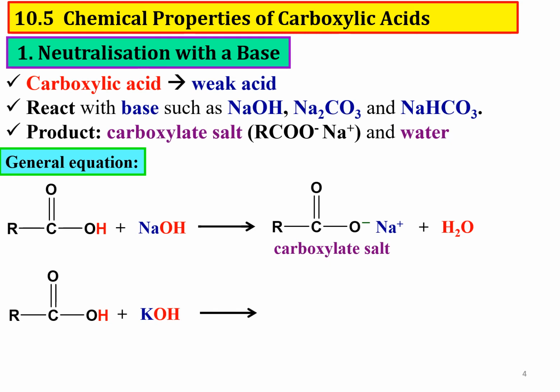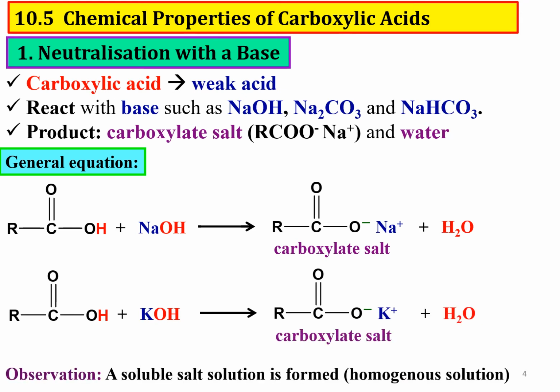For the second general equation, carboxylic acid reacts with potassium hydroxide, so it forms salt also. So carboxylic salt and water. As an observation, you will see a soluble salt solution is formed, a homogeneous solution.